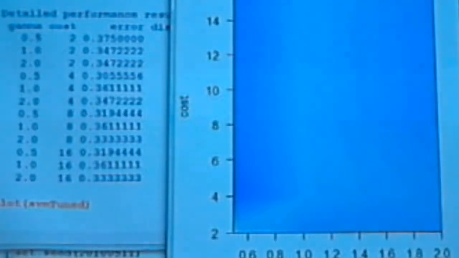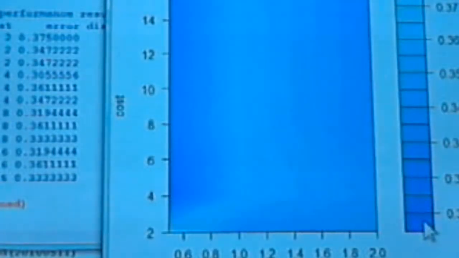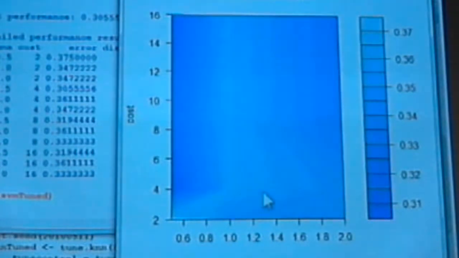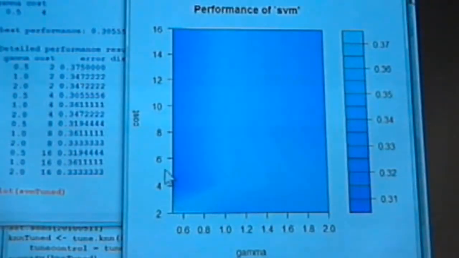See, on the right-hand side, this is the legend for the error. Darker color means smaller error, so that's good, right? So actually, the idea of this is gamma. The gamma is trying to look for this direction, like roughly, isn't it? So we want to set gamma roughly along this direction.